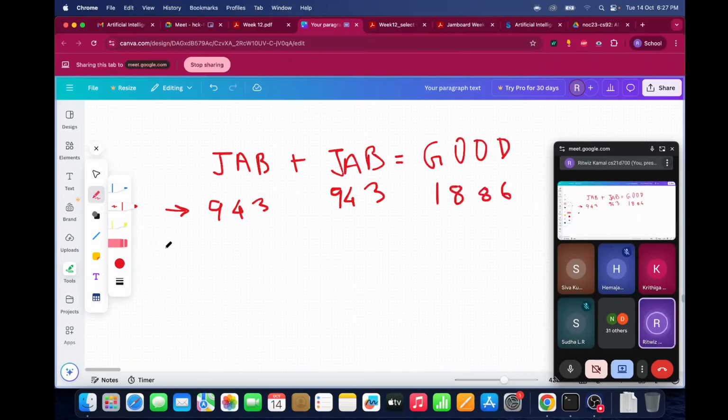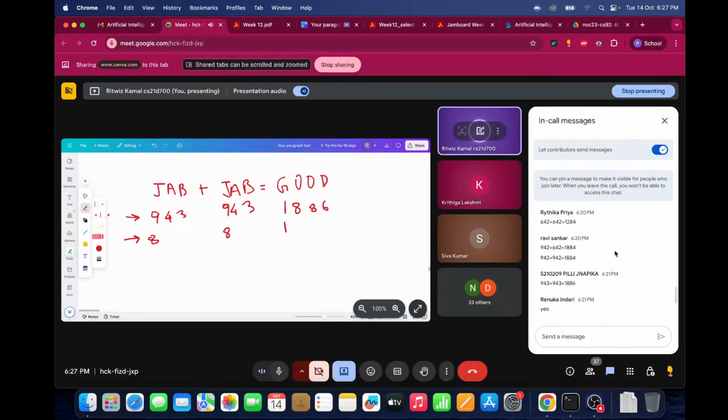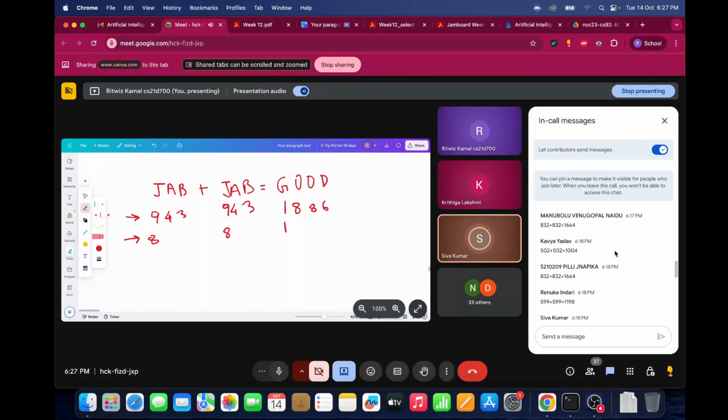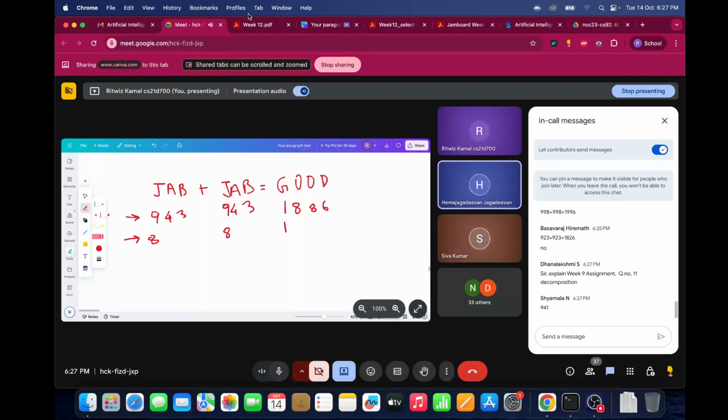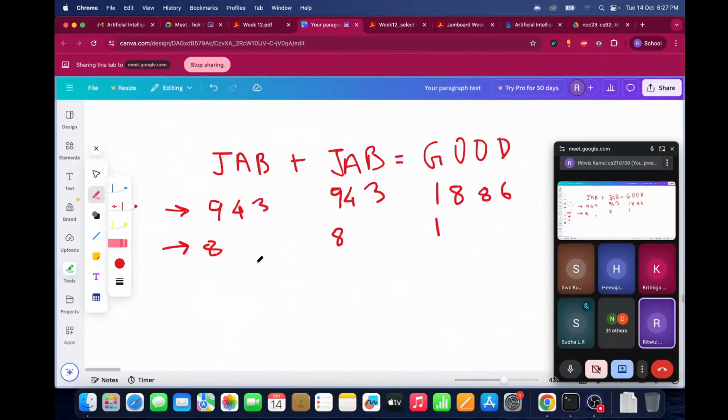But for now, let's go to the 800 series. Let's assign 8 to J. G will still remain 1. What can we assign to A and B? I see some solution in the chat box about 832. Would 832 be a valid assignment? Yes. Let's write that down.